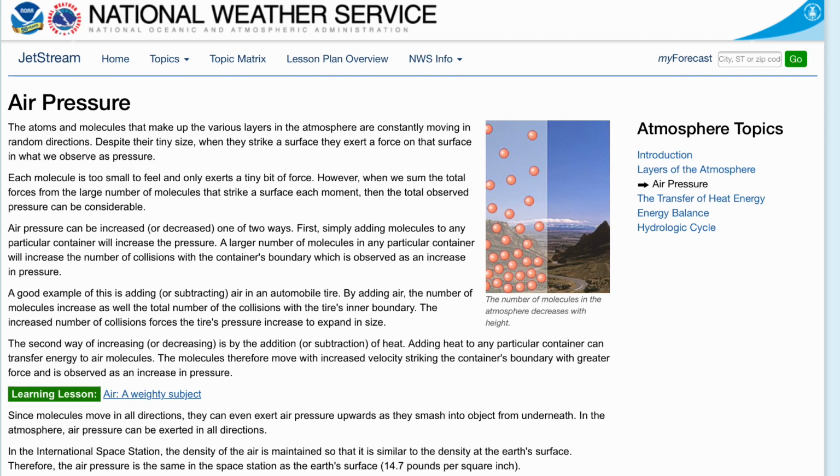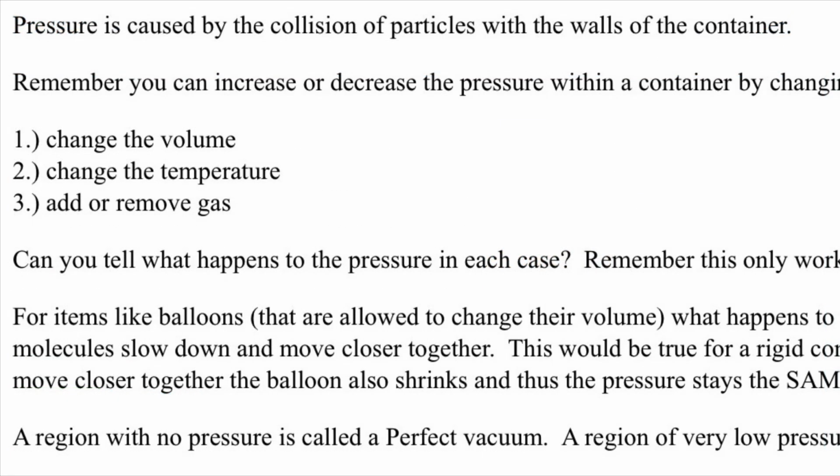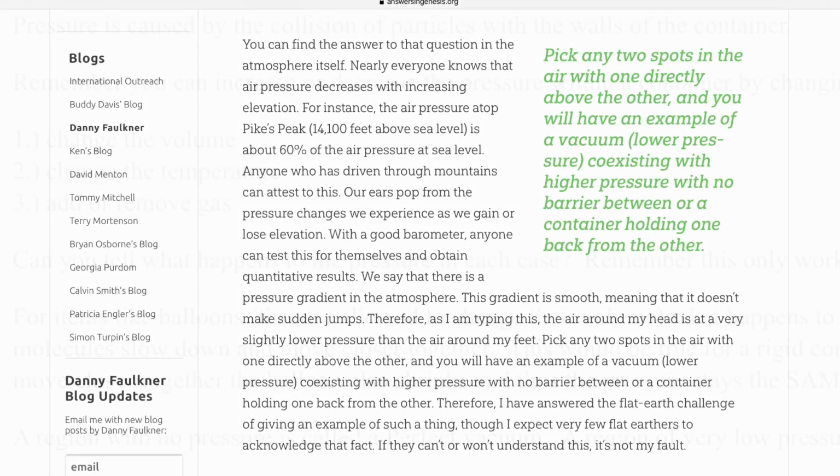Since molecules move in all directions, remember that? Molecules move in all directions. They can exert air pressure in all directions, folks. Okay, change in volume, change in temperature, add or remove gas molecules. This is what makes up gas pressure. So you can have a big tire, that's the change of volume, change the temperature, add more air.